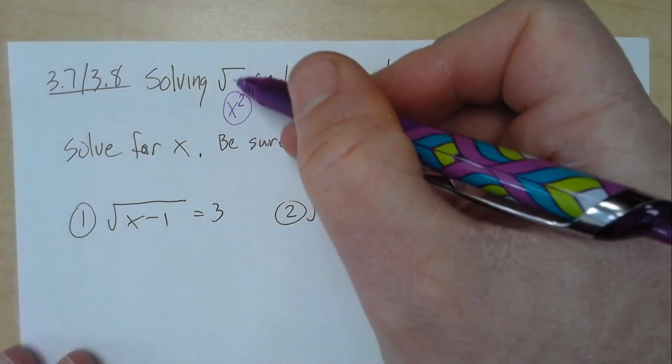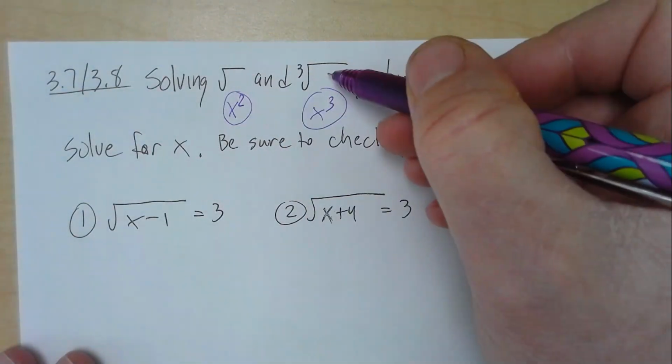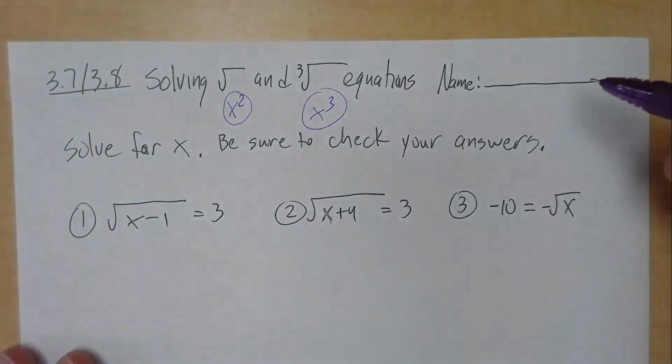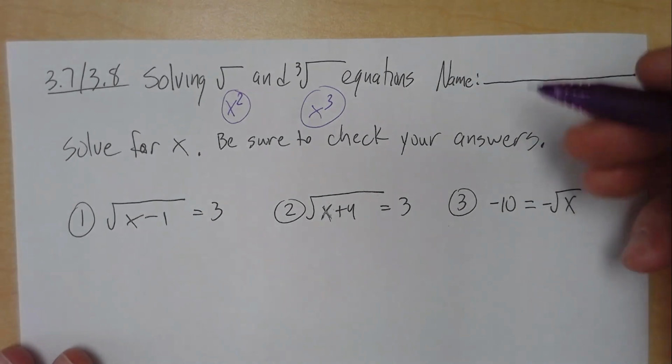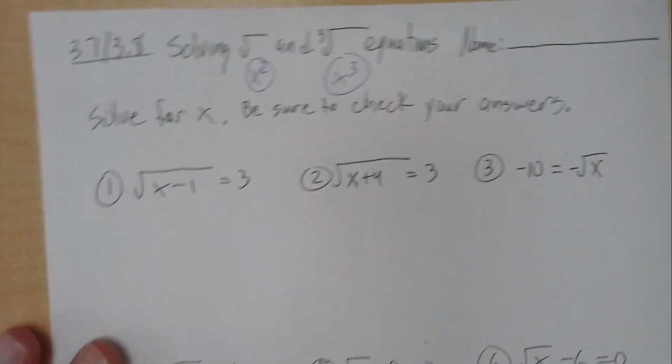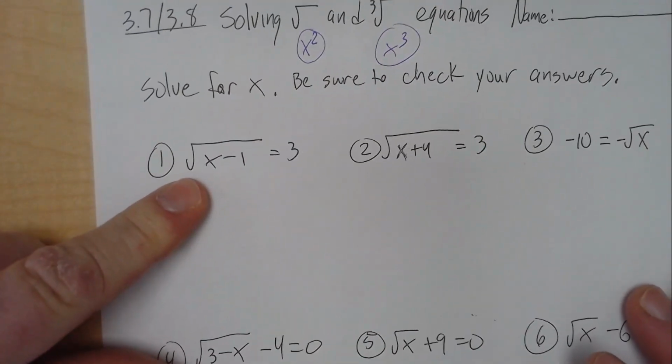So squaring and square rooting are opposite operations. Cubing and cube rooting are opposite operations, just like adding and subtracting are opposite. So you must isolate the radical first. So on problem 1, the radical is isolated.